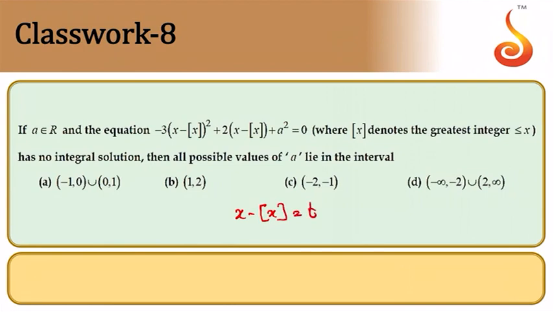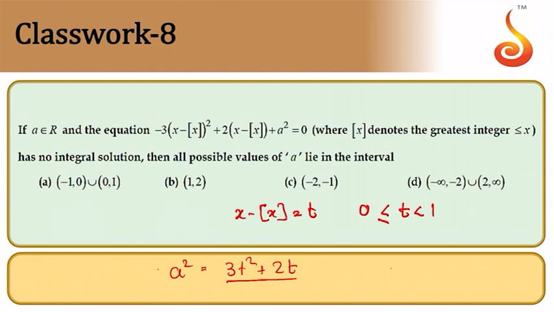Example 7, what's the answer? Answer is 3, correct. Example 8, a belongs to real numbers, x minus greatest integer of x. We take it as t. So t lies between 0 and 1, fractional part. So if I take this one, this becomes a square is equal to 3t square plus 2t. A square is equal to 3t square plus 2t.